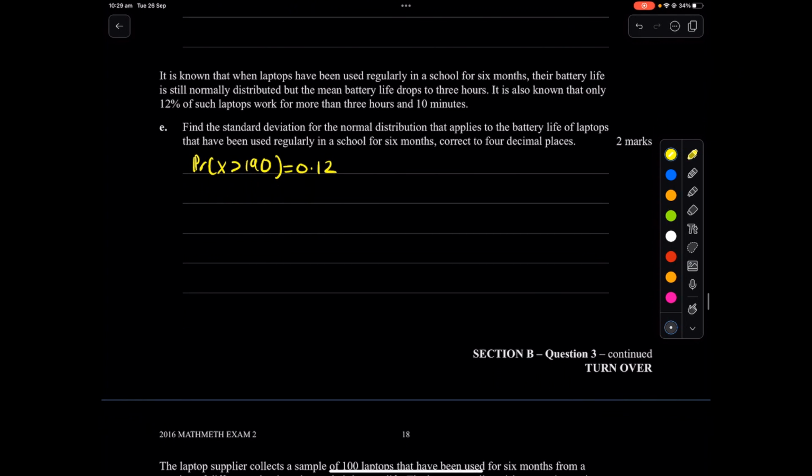Now, it's a typical question. What I'm going to do here is rewrite this as 1 minus the probability that X is less than 190 equals 0.12. That gives the probability that X is less than 190 equals 1 minus 0.12, which is 0.88.